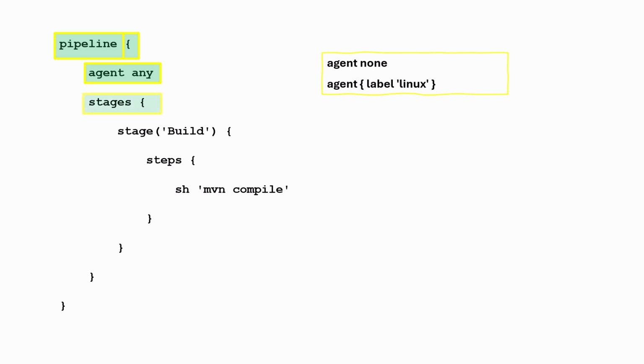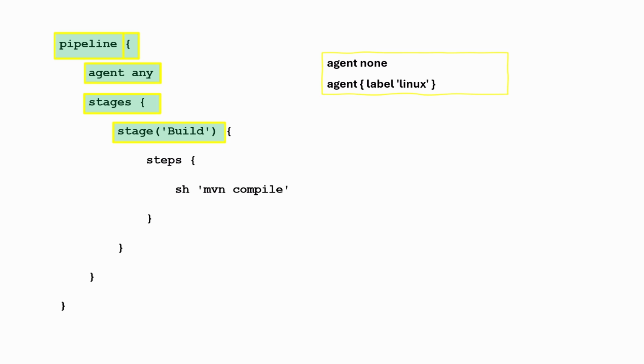The next keyword is stages. Notice it is plural. Why? Because a pipeline usually contains more than one stage. For example, build stage, test stage, package stage, deploy stage. All these stages are grouped together inside the stages block. Think of this as a container that holds every stage of your software delivery process.